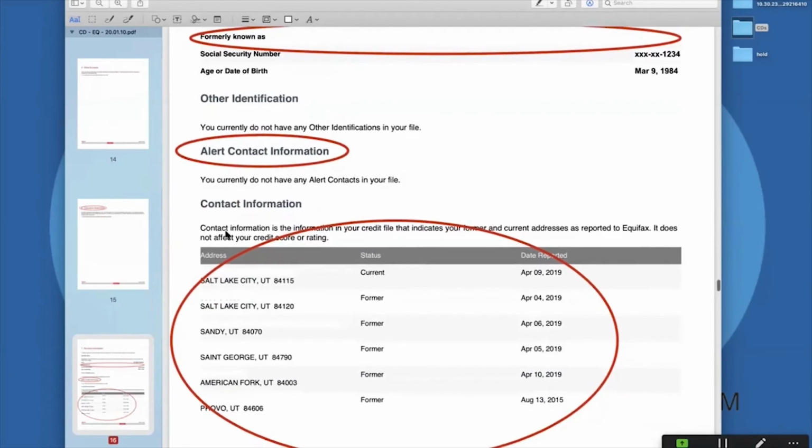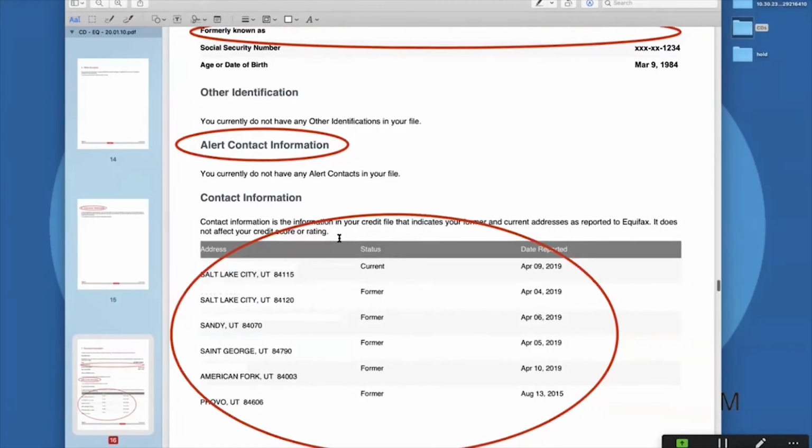Now, notice there's all in this contact information. These are the addresses, the current and former addresses reported to Equifax, right? Now they're saying it doesn't affect your credit score or rating, but it does affect underwriting. It determines whether or not you're going, and remember, underwriting is the only thing that matters. Fundability is what matters, not your score. So don't minimize that because it doesn't affect your score. That's what they say, but we see score improvements all the time from minimizing these alternate addresses, etc.